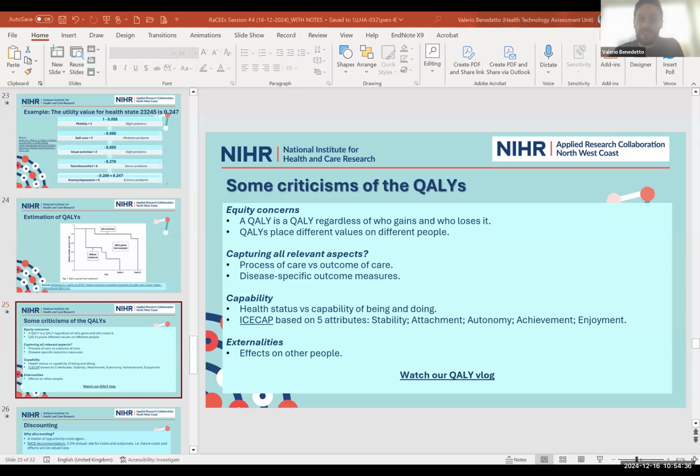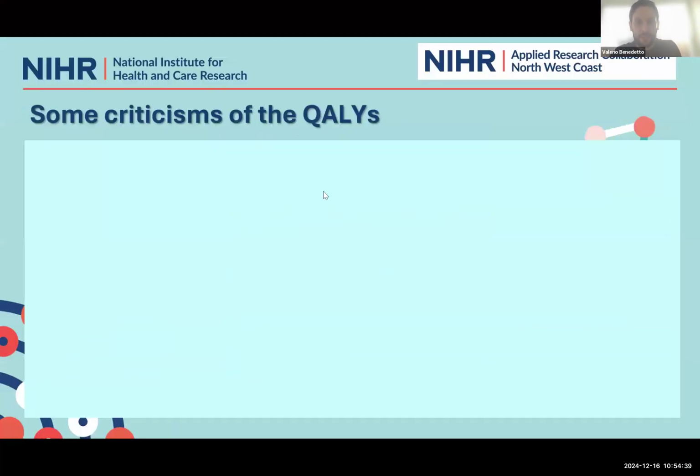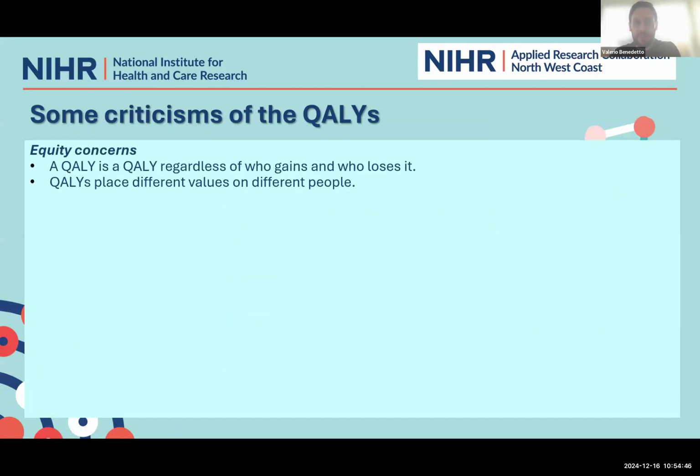Right, I'll talk about the criticism of the QALYs. Now, Misael did a very good explanation of how the QALYs work in terms of estimation and calculation. I mentioned before that there is some criticism of the QALYs. First of all, there are some equity concerns: when we calculate QALYs, a QALY is a QALY regardless of who gains and who loses it. So if you are a younger person, a QALY will mean the same to you as if you were an older person. That could create some equity concern. Of course, if you are in the later stages of life, having an additional QALY might mean more than for younger people. So there might be some equity discrimination that we need to consider.